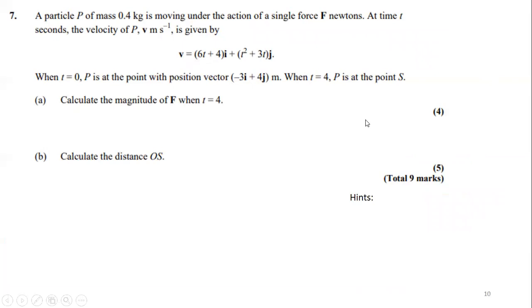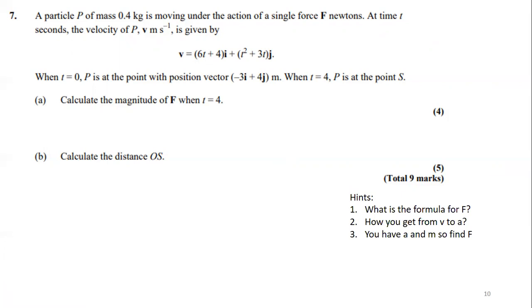Okay, next one. So we have the mass, and we have the velocity, and we're trying to get the magnitude of the force. We also have stuff about position vectors, but that's not needed for part A. So in part A, we have v. So think, what's the formula we need to get F? F equals ma. We have m, we just don't have a yet. But we have v, so think, how can you get from v to a? Do it. Then use F equals ma to get F. Then sub in 4, and then do the magnitude.